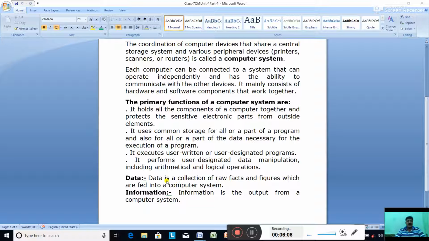Next is, what is data? Data is a collection of raw facts and figures which are fed in a computer system. So using mouse and keyboard, whatever we feed to the computer, that is called data, which is meaningless. It has no meaning. Information is the output from a computer system. What is information? It is the output from a computer system.